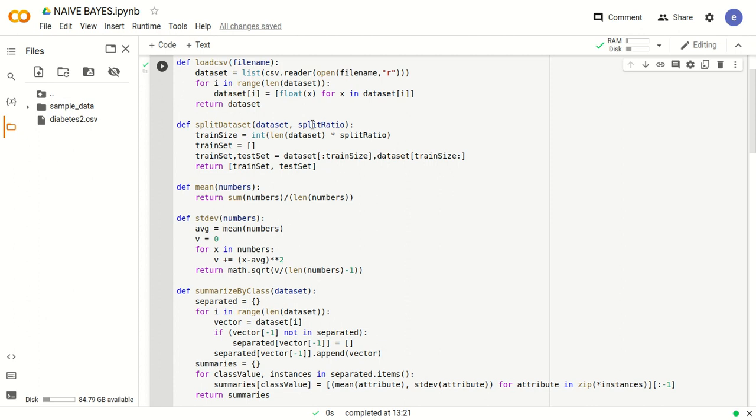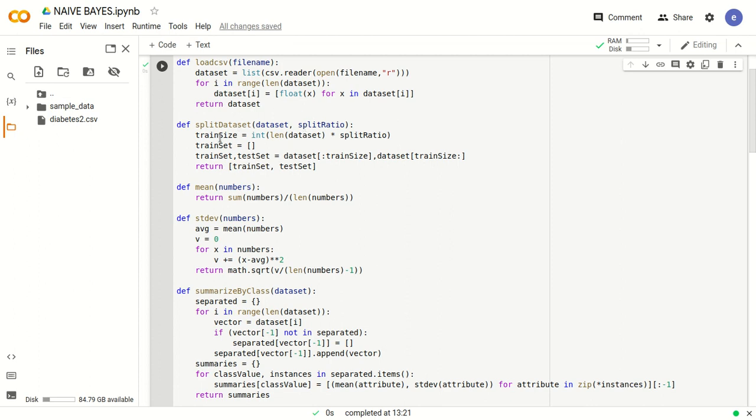So from this split ratio, which is a decimal number, that is 0.9, we are trying to get the number of rows that will be in the training size. This is self-understandable: int of length of dataset, this will be 768 into 0.9. So this will come up to some number.